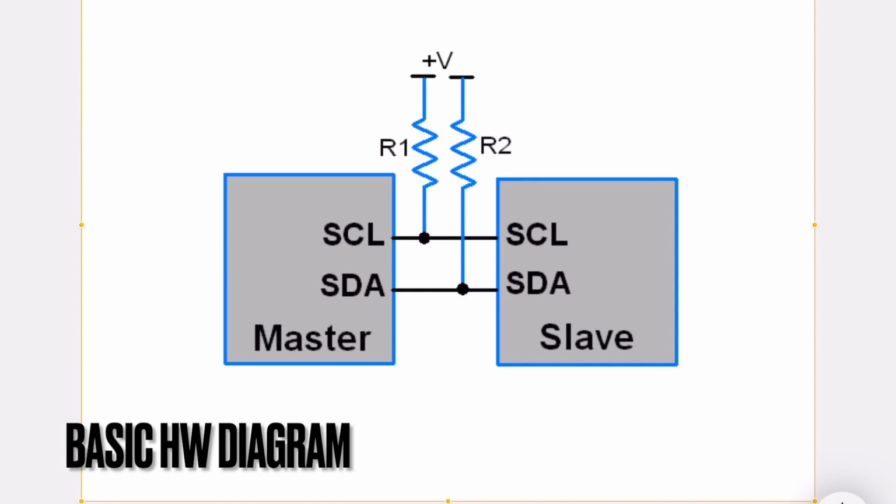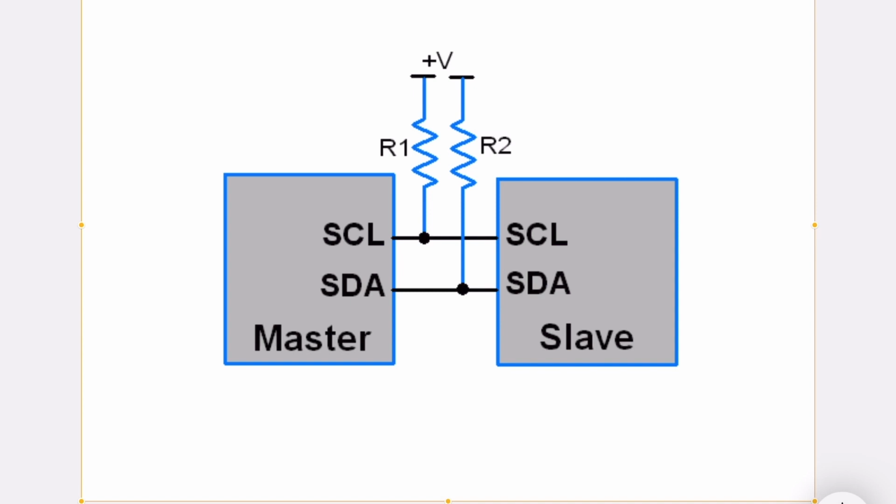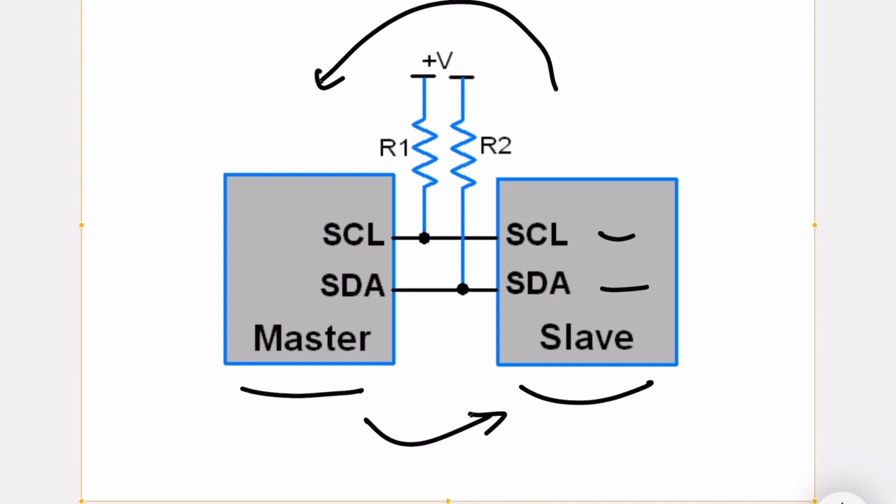I2C stands for Inter-Integrated Circuit, and in its simplest form it is made up of a master and a slave. The master and slave share what are called SCL and SDA, which stand for serial clock and serial data. This protocol is bidirectional, meaning that the master can talk to the slave and the slave can talk to the master.